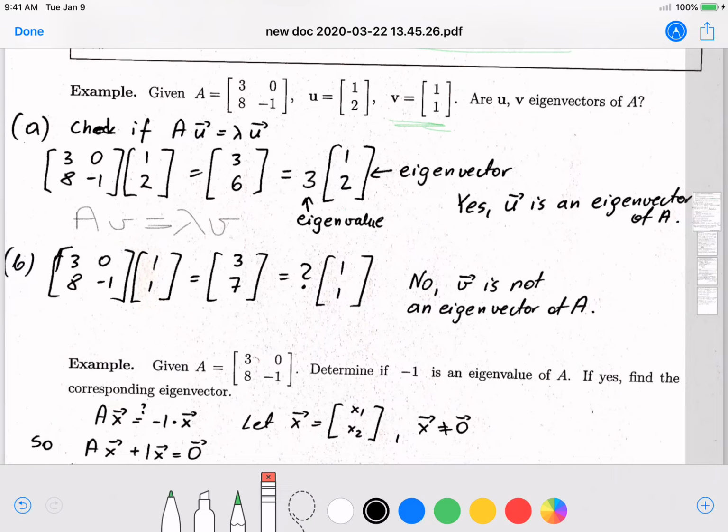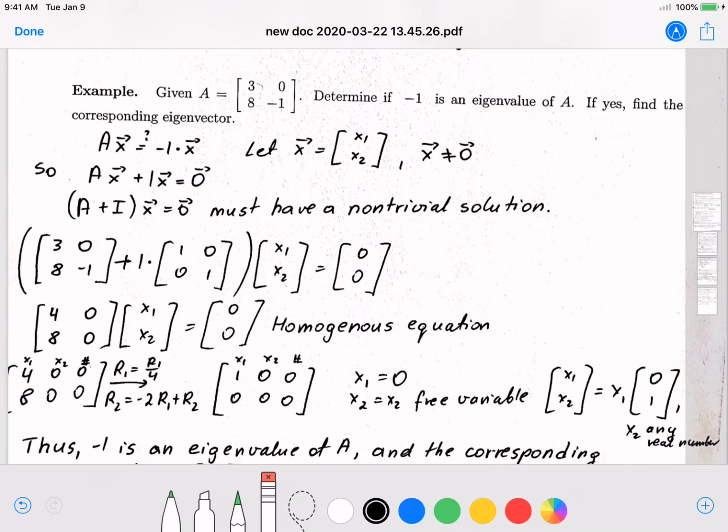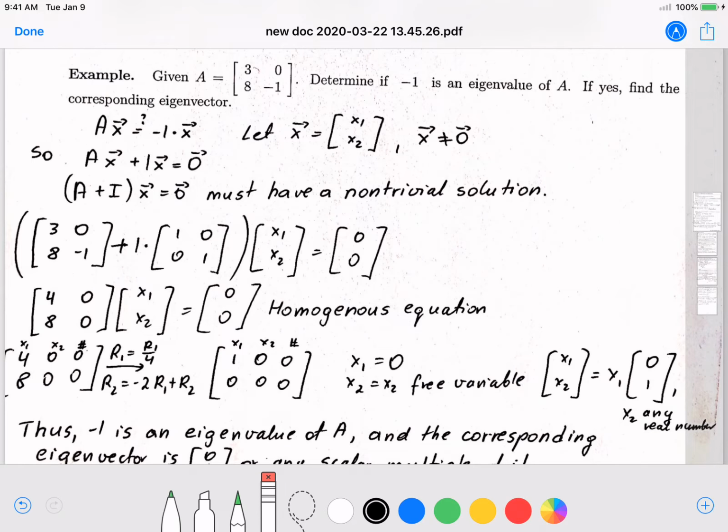All right, let's look at the next example. Given the matrix A, determine if the number -1 is an eigenvalue of A. And if it is, then find the corresponding eigenvector. By the definition of eigenvector, we would need to check if A times some vector x is equal to my possible eigenvalue -1 times that vector. That vector needs to be a non-zero vector.